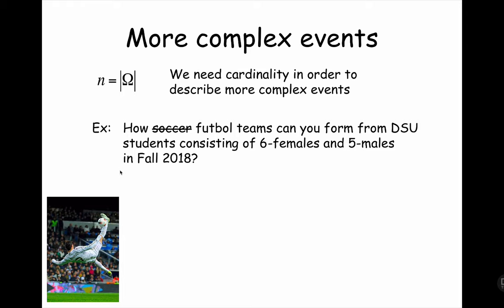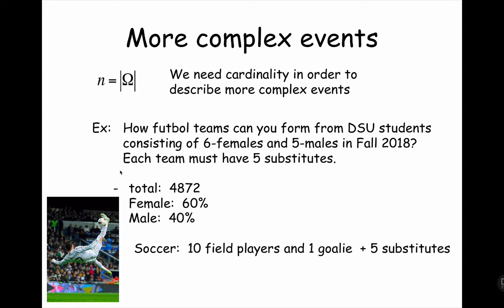One question you might ask: how many football teams can you form from DSU students, where the team has to have six females and five males, and let's say you're doing this in the fall of 2018, right? Well, certainly there are some numbers that are given. In fall of 2018, you had a total student population of 4872, and the proportions of 60% female, 40% male. You could apply that to actually calculate it. If you have a fractional person, you just round up or round down, whatever you choose.